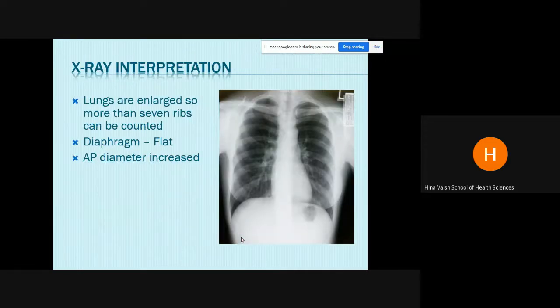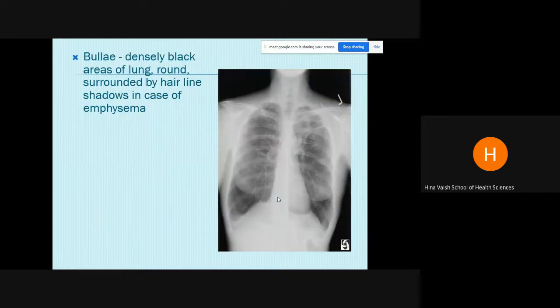Then next, coming to the X-ray interpretations, lungs are basically enlarged because of hyperinflation. You can see the diaphragm is not very dome shaped here. It is more flattened, and we can count more number of ribs: one, two, three, four, five, six, seven. More than seven ribs can be counted because lungs are enlarged. The anterior-posterior diameter increases. You can see that the heart also looks tubular. Okay, so these are the main changes you can see.